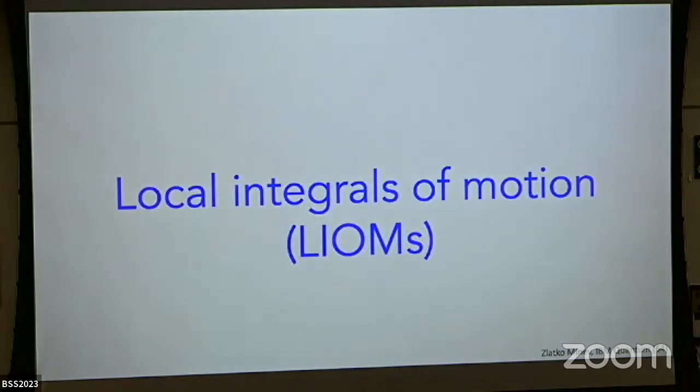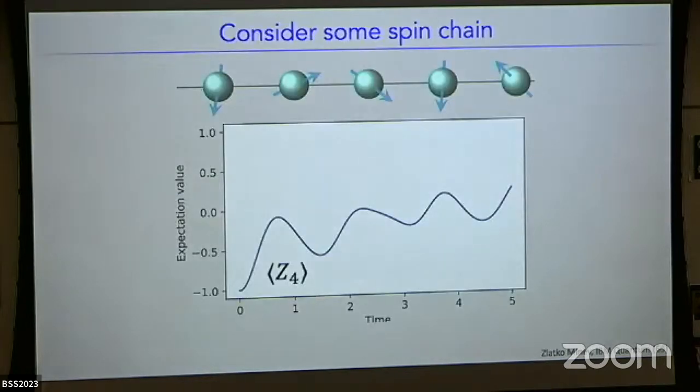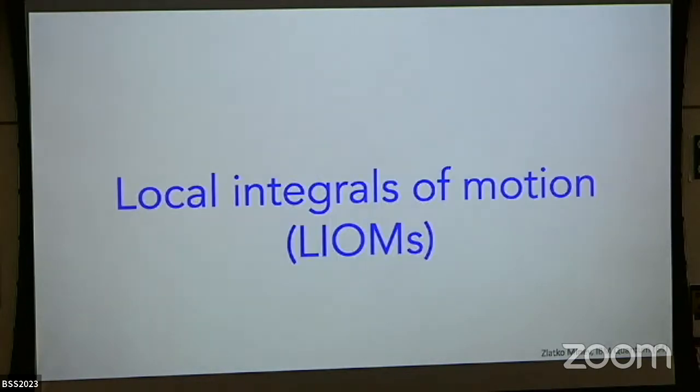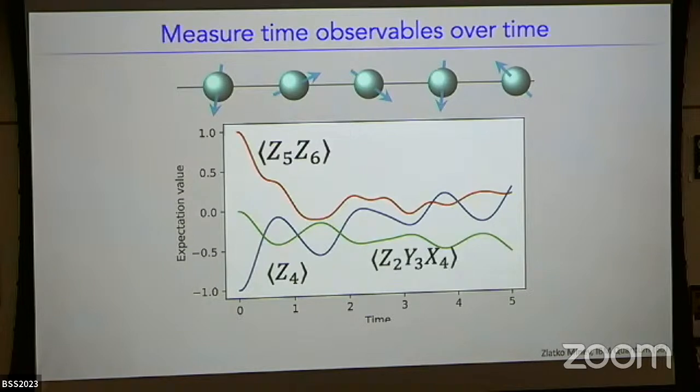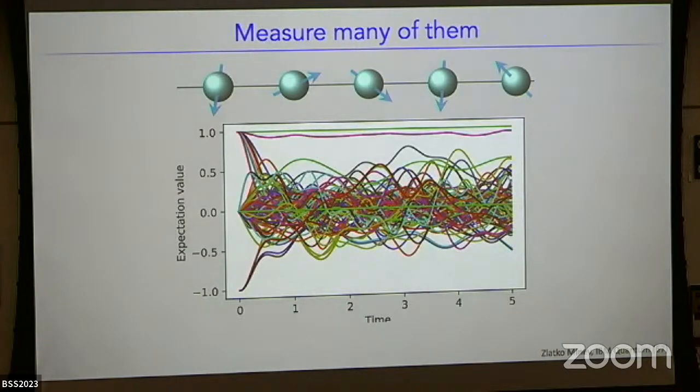I'll skip the second one because in the last 15 minutes we really want to get to the slightly more interesting piece for me, which is uncovering these local integrals of motion in the system. I'll try to illustrate the basic idea. I have a spin chain. I can measure some observable, and it evolves as a function of time. I can measure more observables, low weight, high weight, whatever. And I can measure many, many of them as a function of time.